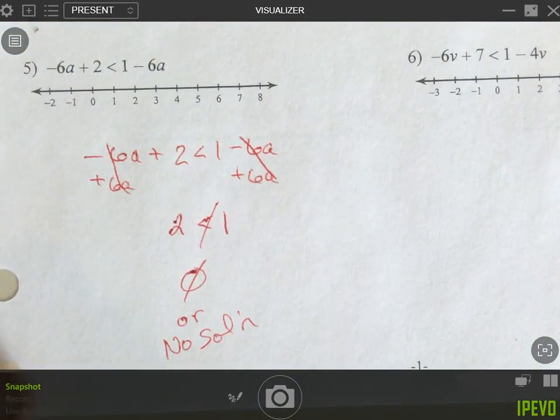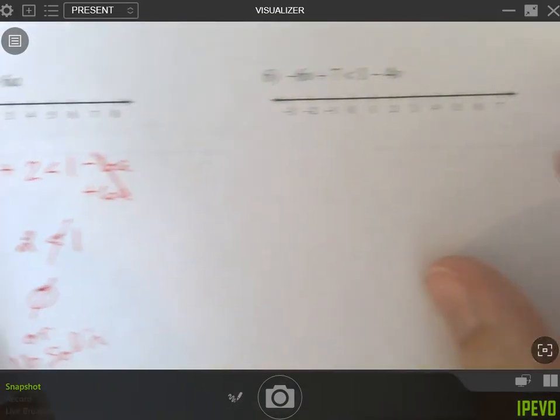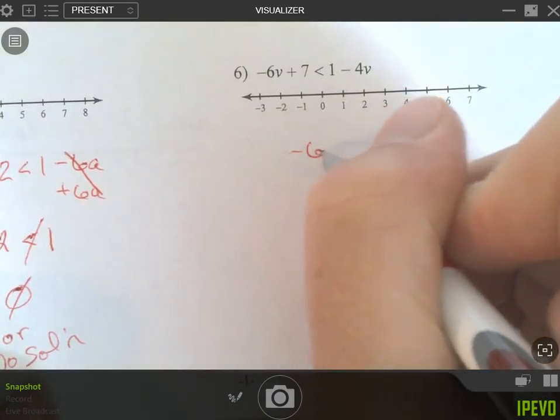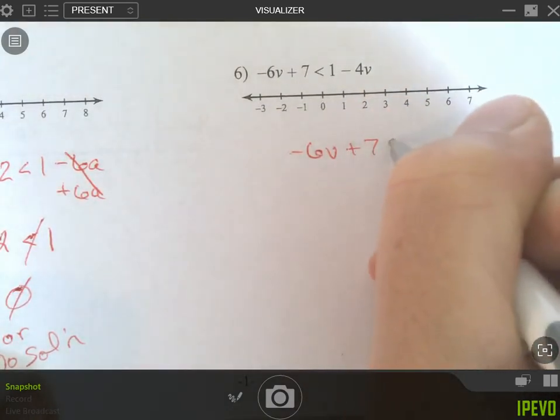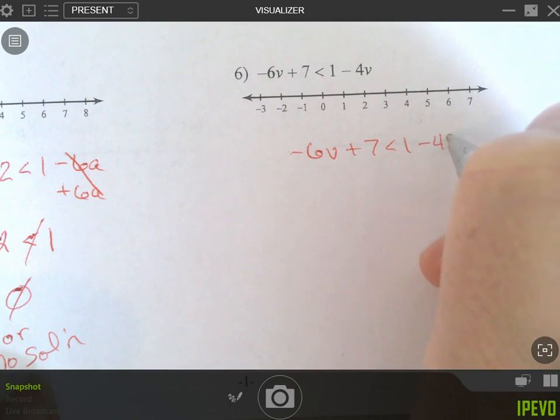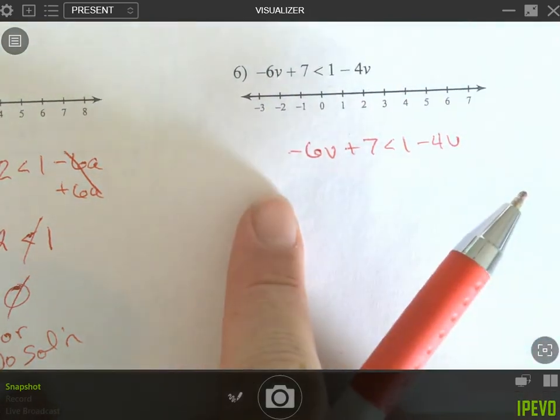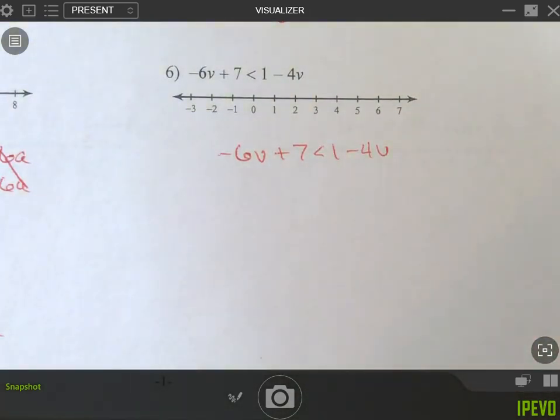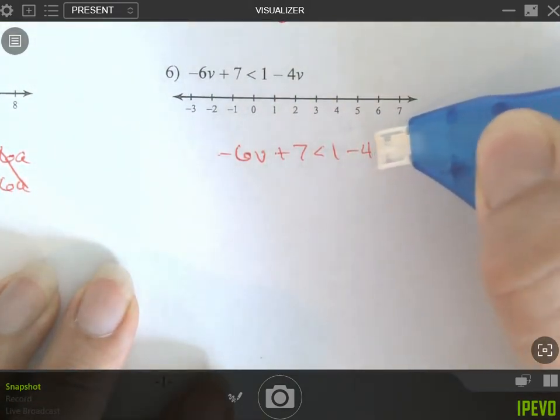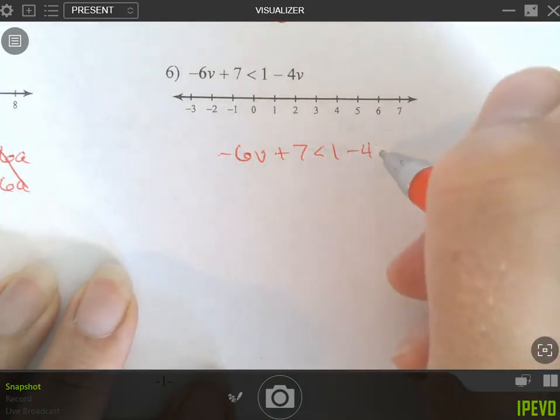All right, so let's jump over to 6. Same deal. I'm going to go ahead and rewrite it. And so this is your preference. You have 2 options. 1, you always have the variable on the left, or you're a person who always wants a positive variable. So which one do you want, and where do you want me to move? Let's move the variable first. Tell me what you want me to do.